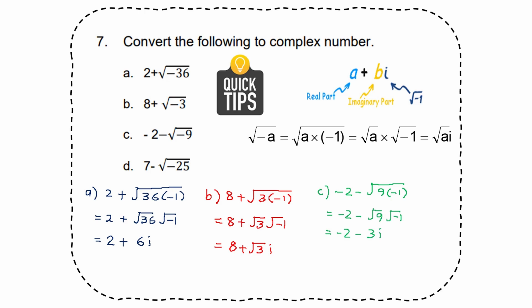And the last one, question D, it will be 7 minus 25 times -1, 7 minus 25 times -1, and the answer will be 7 minus 5i.